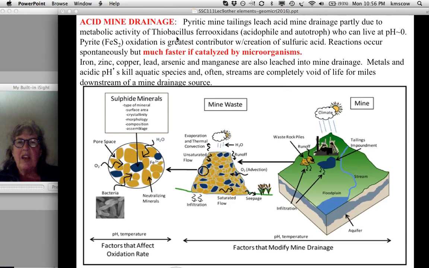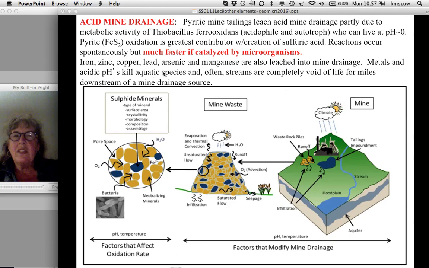this organism, Thiobacillus ferrooxidans, which oxidizes iron, is both an acidophile and an autotroph, and can live at these phenomenally low pHs, even as low as pH 0. They are going to be oxidizing this iron. And one of the byproducts of that is sulfuric acid, because the sulfur is also going to oxidize. These reactions can occur without microbes, but they're super accelerated in the presence of microorganisms.